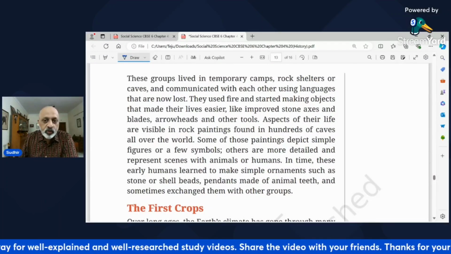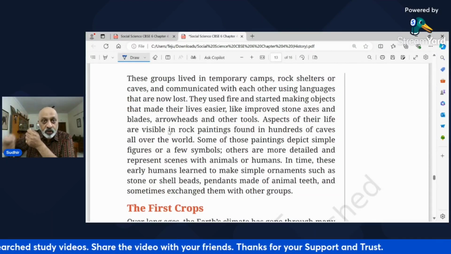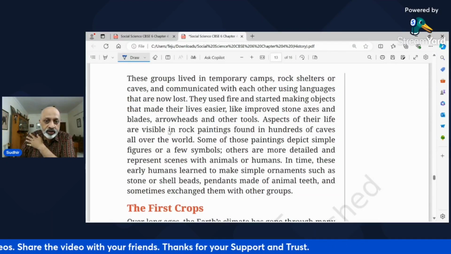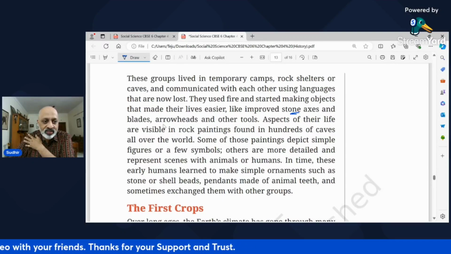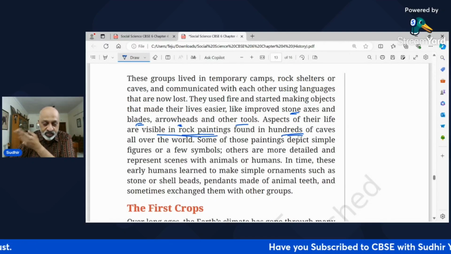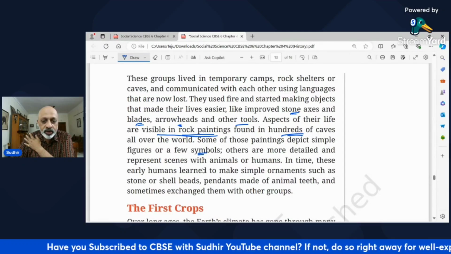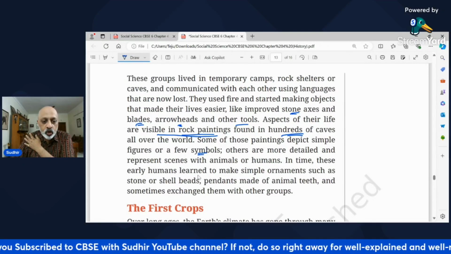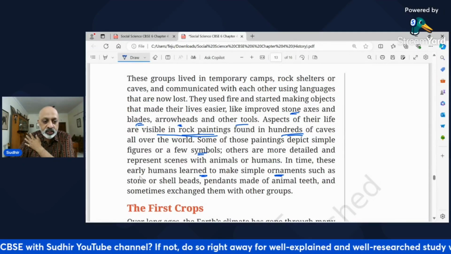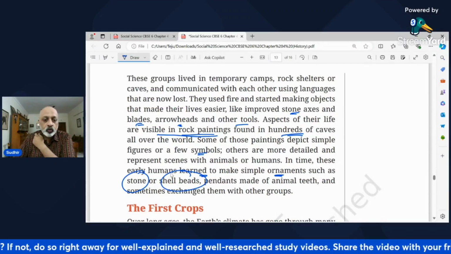They used fire and started making objects in order to make their lives easier, like weapons in order to go for hunting, like improved stone axes, blades, arrowheads, and other tools. Aspects of their life are visible in rock paintings found in hundreds of caves, as I mentioned. These kind of depict simple figures or symbols. Some are more detailed. In time, these early humans learned to make simple ornaments such as stone or shell beads for the women to wear or even for men to wear, right?